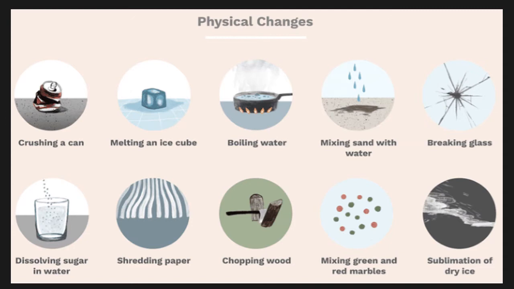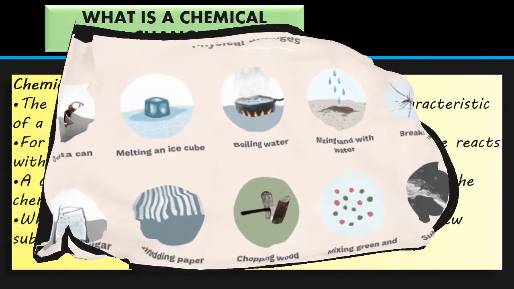Now what is happening in these changes? There is no change in the chemical properties. There is only a change in the physical properties of the substance. For example, the density and the weight of the substance, all these physical properties are getting changed in physical changes.